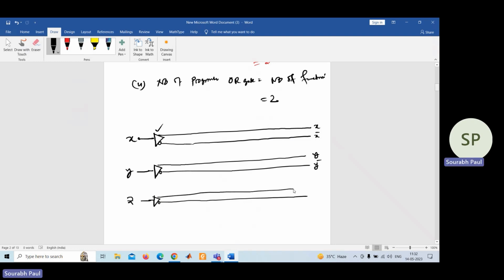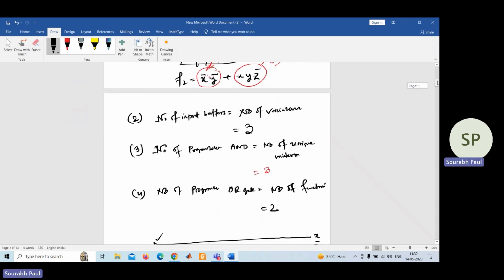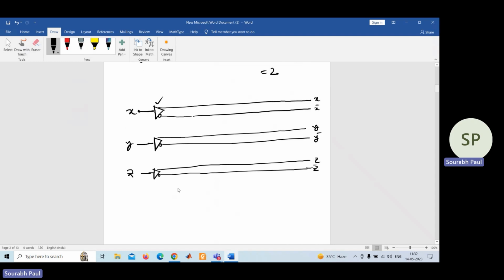So these are the 3 input buffers. As we have found out for this question, we have to use 3 input buffers. Now the next thing is the number of programmable AND gates, which is the number of unique minterms that we have found out, 3. So the number of AND gates you need to use is 3, like this way.